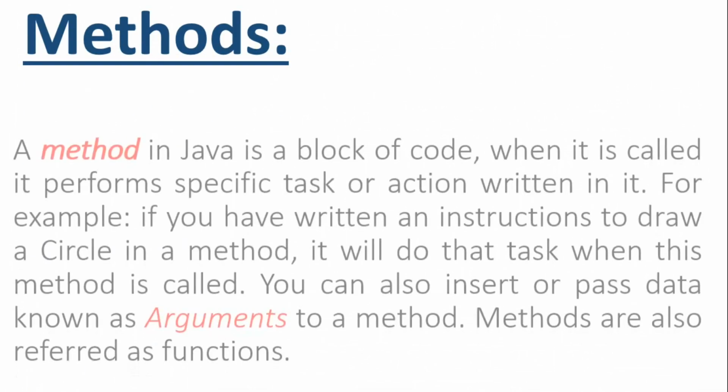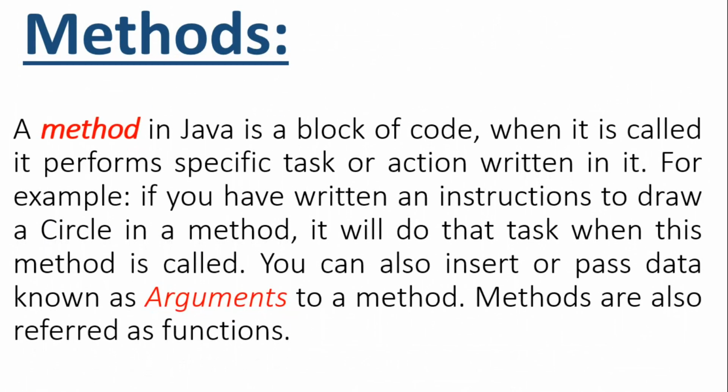Methods. A method in Java is a block of code. When it is called, it performs a specific task or action written in it. For example, if you have written an instruction to draw a circle in a method, it will do that task when this method is called. You can also insert or pass data, known as an argument, to a method. Methods are also referred to as functions.